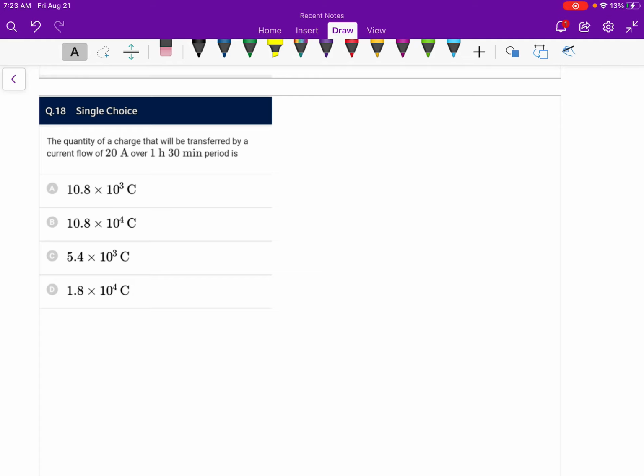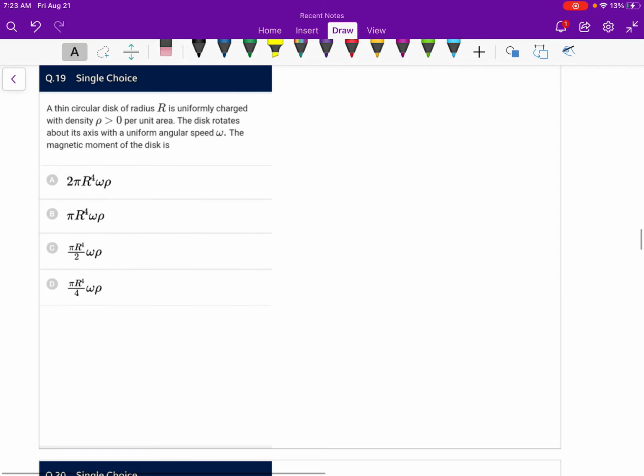The charge that will be transferred by a current of I in T time. So Q is I into T. So I is 20 ampere and T is 90 minutes. So 90 into 60. We can do the calculation.